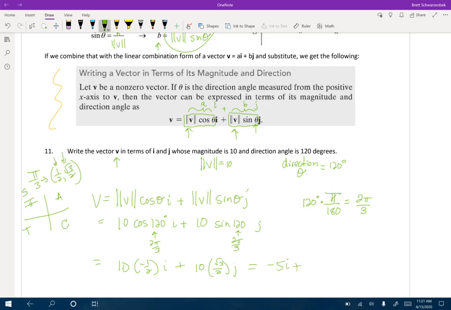So what was I getting at here? If you're using exact values, you're going to get a very nice exact answer, but if you decide to go the decimal calculator route, you're going to get a decimal answer for 5 root 3, but in a multiple choice question or MyMathLab, you might see this. So just be careful with that, don't get confused. They're just finding exact answers. So therefore, this is the vector that would have a magnitude of 10 and a direction of 120.